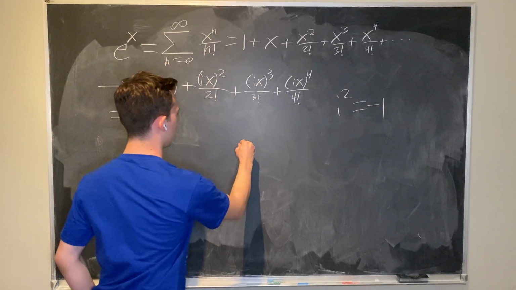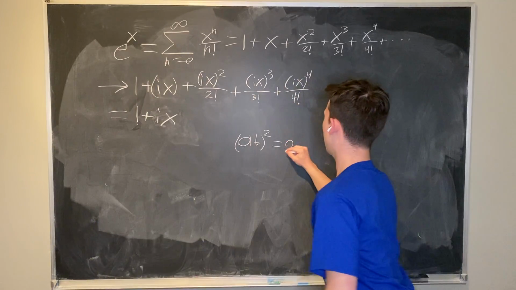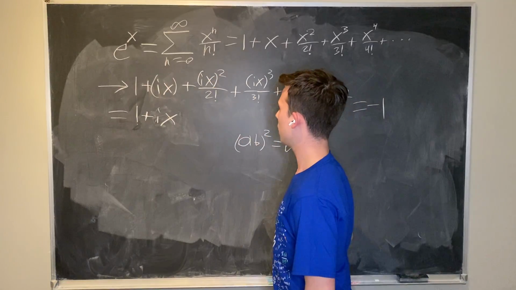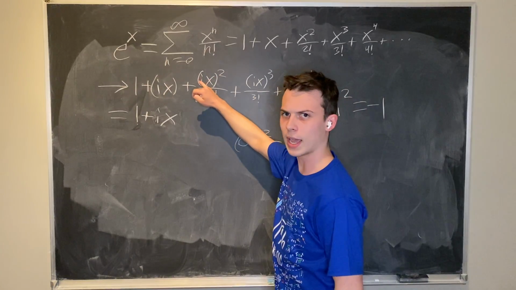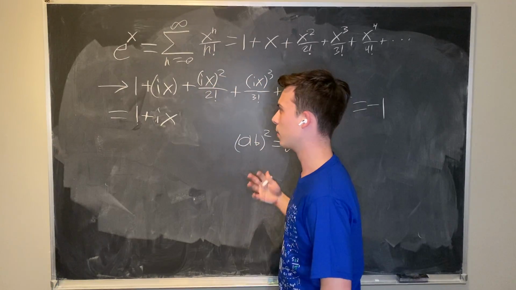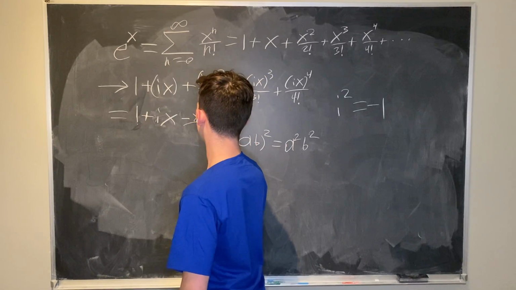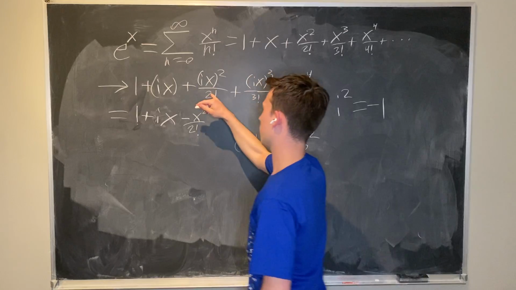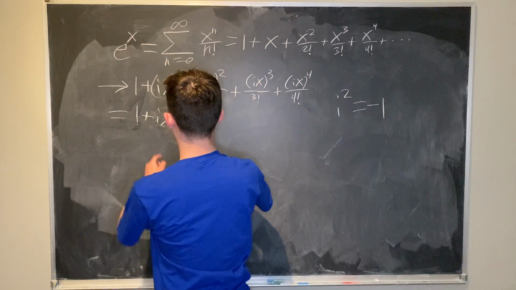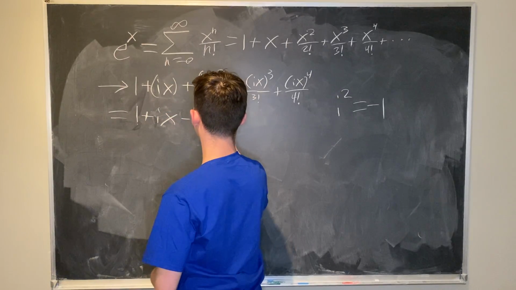Remember that (ab) squared is equal to a squared b squared. So in this case, we have i squared, which when you square it you get -1, and x squared. So you get -1 x squared over 2 factorial. So negative x squared over 2 factorial, right? Because you're only squaring up here, the denominator stays the same. So we'll check this out a little better. It's ix minus x squared over 2 factorial.